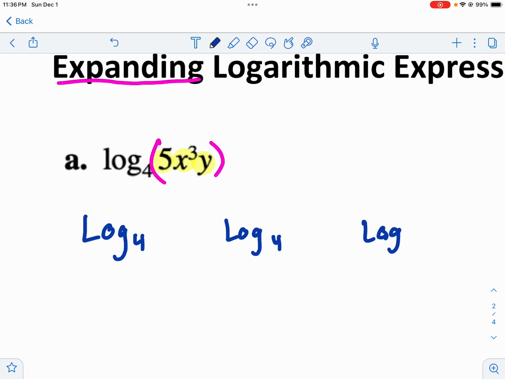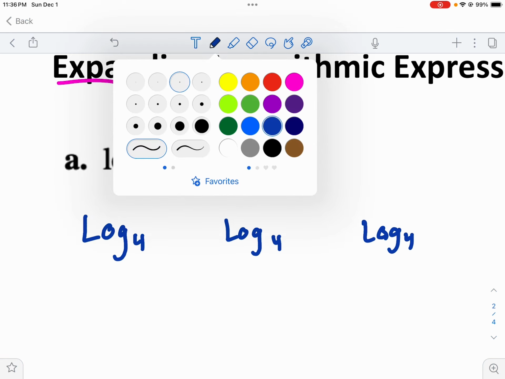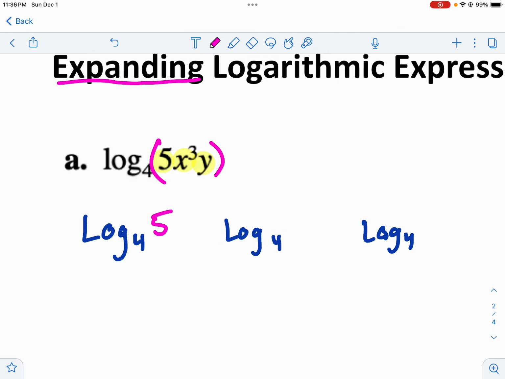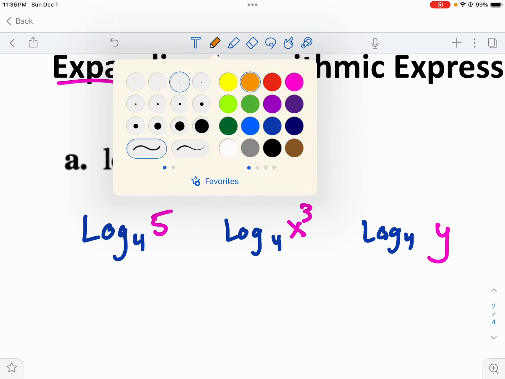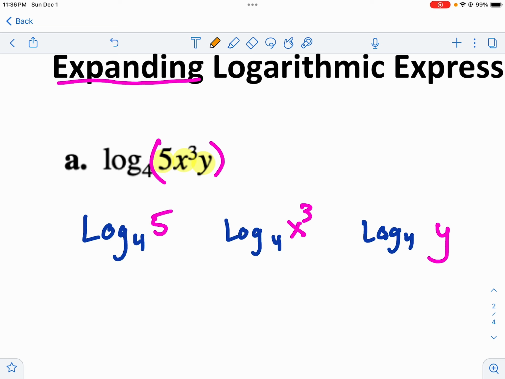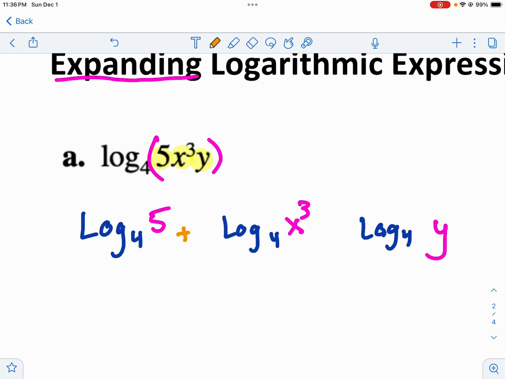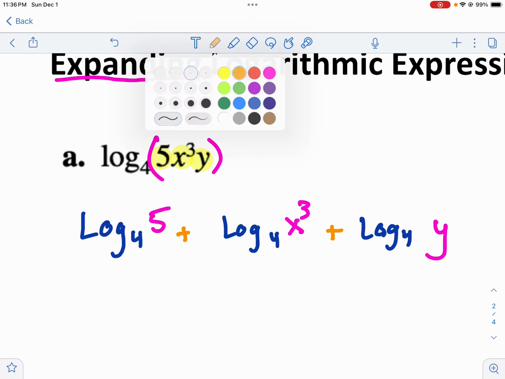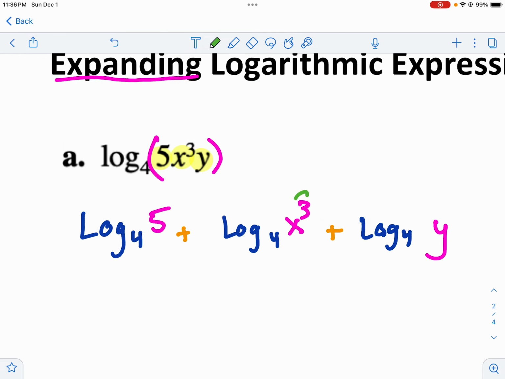They each get their own. I have my 5, I have my x to the third power, and I have my y. Since they're being multiplied, they're added, right? So my rule is if it's on the top, it's added. If it's on the bottom, it's a subtraction, right? These technically are all on the top, so they're all being added. And then lastly, you can be lazy like me if you want. I just like to draw this 3, and I just like to put it right there and cross that out. And that lets me know that I brought that 3 to the front.